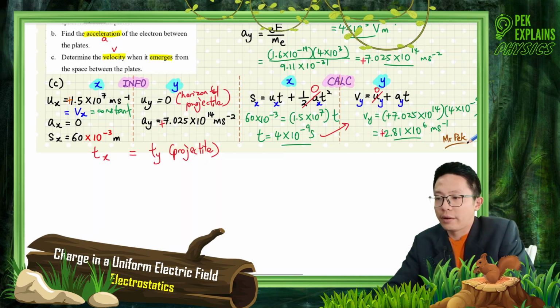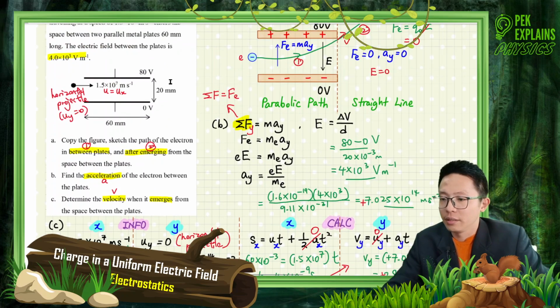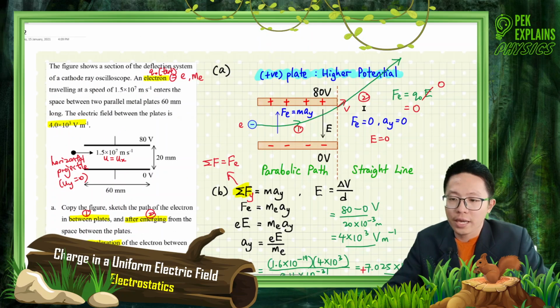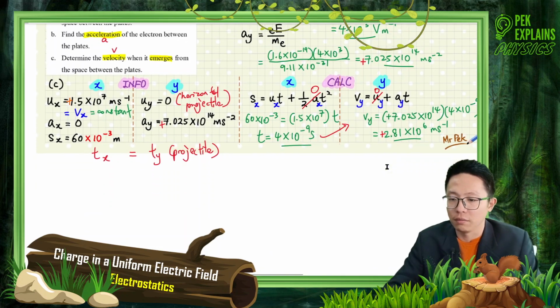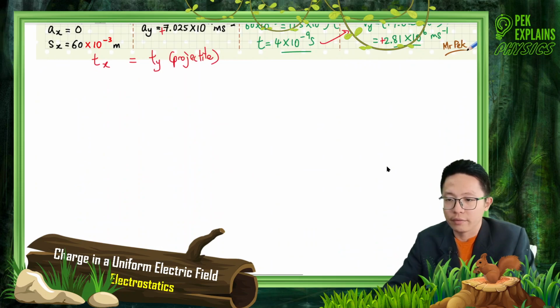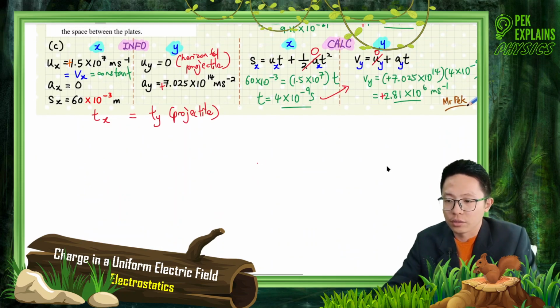That means our direction, you see the direction. Vx is positive, Vy is positive. Vx is to the right, Vy is upward, isn't it? So must write down the direction. Our Vx is positive. Our Vy also positive. So this is our resultant. Find the V, and then find the angle theta.